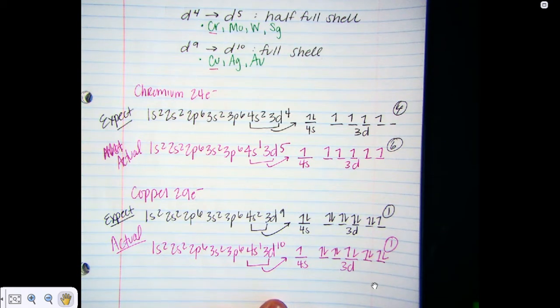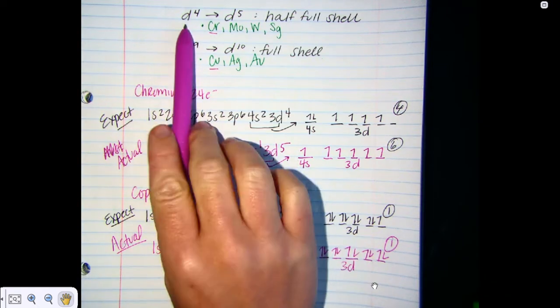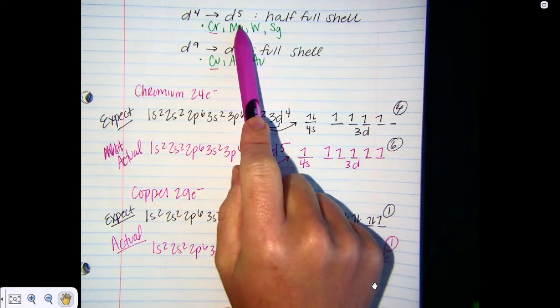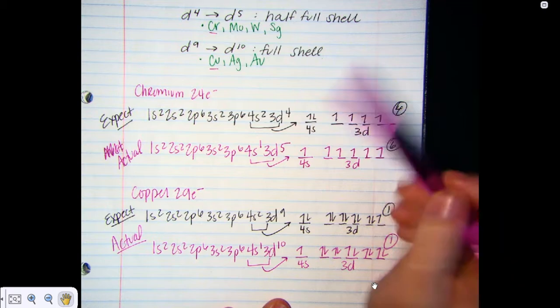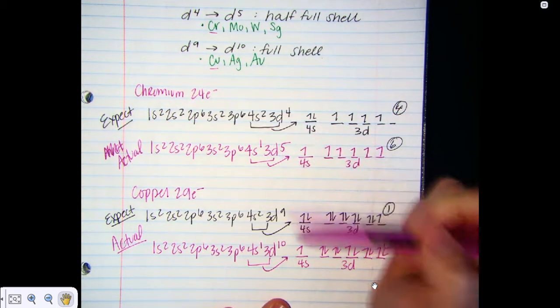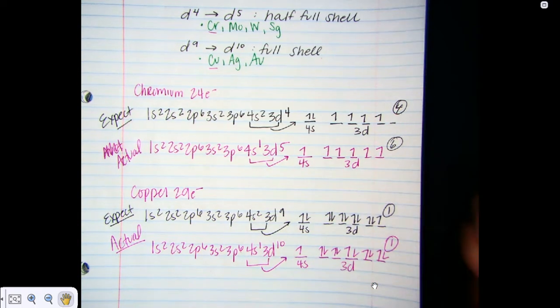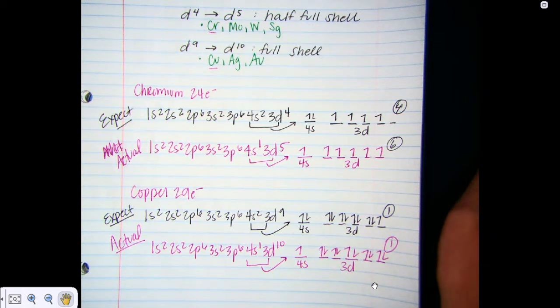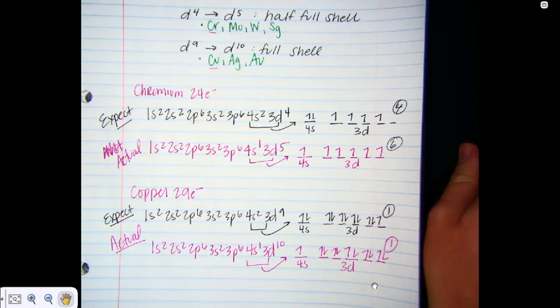Okay, so again, you need to know anytime you encounter something in a D4, it's going to be rearranged to make a D5 by stealing from the S and moving. Anytime you encounter a D9, it's going to be a D10 for the same reason, stealing from the S and moving. Those are exceptions to expected configuration. You need to commit to memory, and anytime you see one, whether it's on homework or quiz or test, you need to make sure that you respect that exception and you draw it that way.